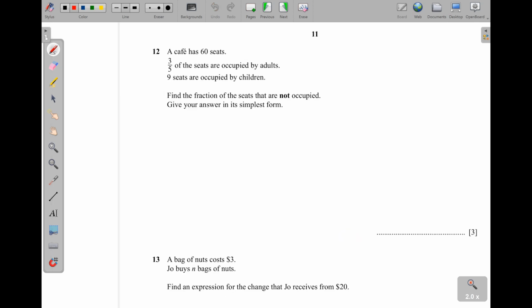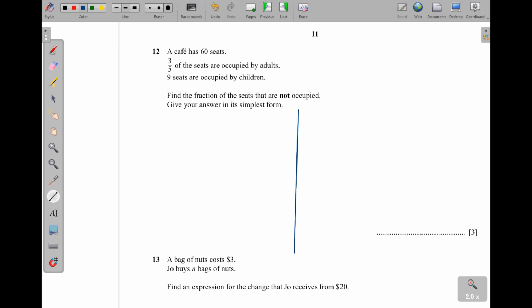Okay. Number 12, a cafe has 60 seats. 3/5 of the seats are occupied by adults. 9 seats are occupied by children. Find the fraction of the seats that are not occupied. Give your answer in its simplest form. Now there are two ways we can do this one here. Okay. Two ways we can do this.